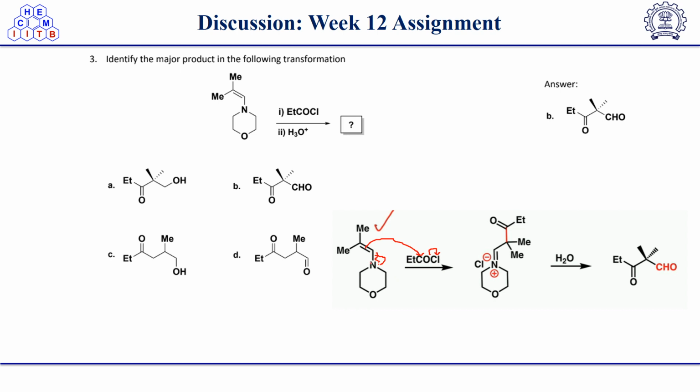So here it will be N plus and that will be neutralized with the eliminated Cl minus. Then on hydrolysis what will be happening? This is now an iminium ion. So the iminium ion on hydrolysis will give us an aldehyde. So the C double bond N plus will be converted into C double bond O, that is, this aldehyde will be generated. So the correct answer is option B.